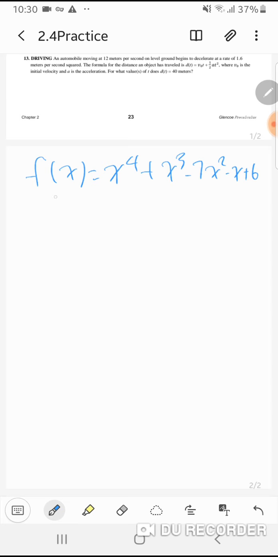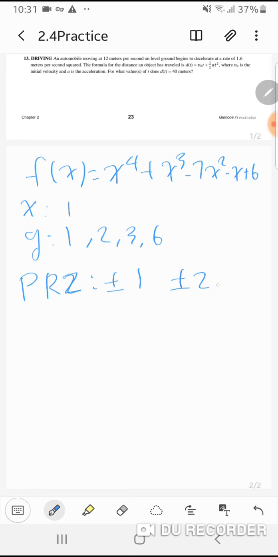Okay, so x is 1. It's just 1. More specifically, plus minus 1, but I don't want to say that. And then for 6, we have 1, 2, 3, and 6. So possible rational zeros. I don't know if anyone writes like this, so it's probably a good idea to not follow it. It will be these.